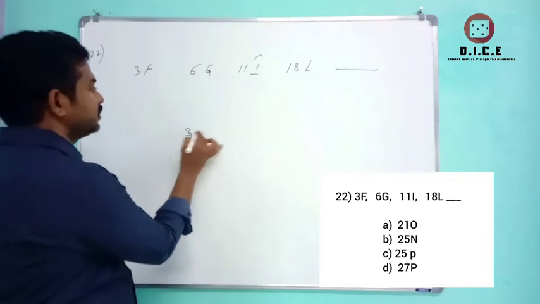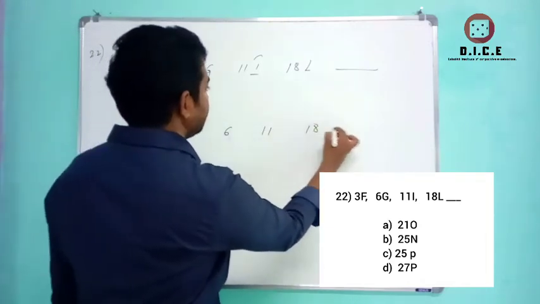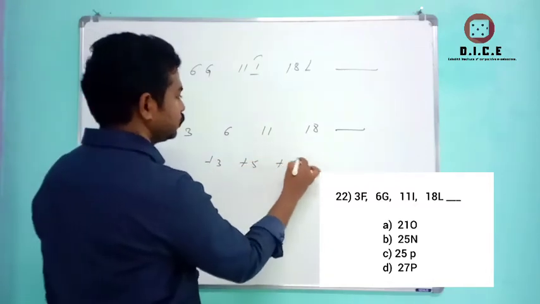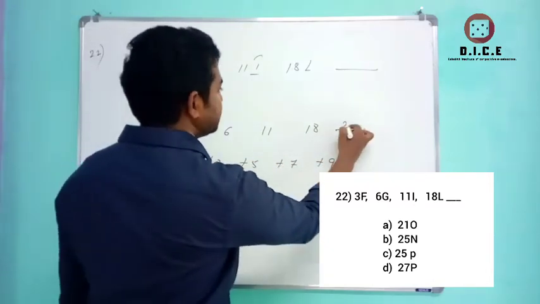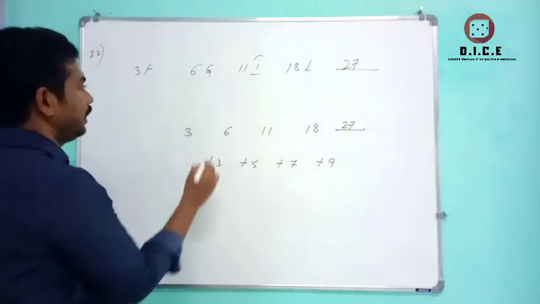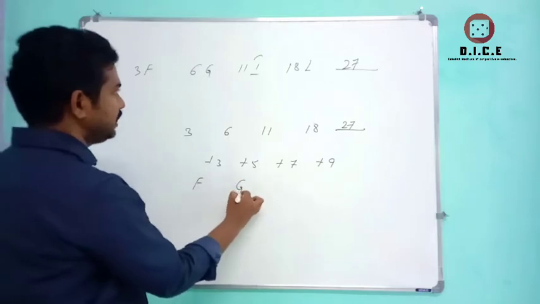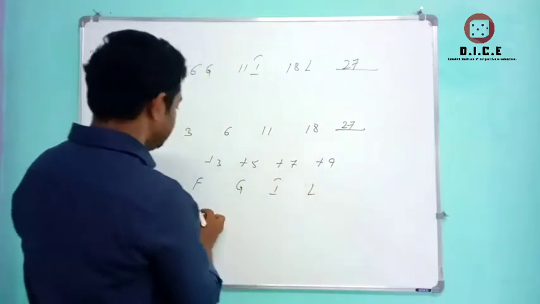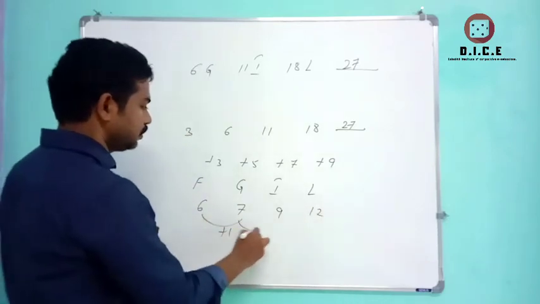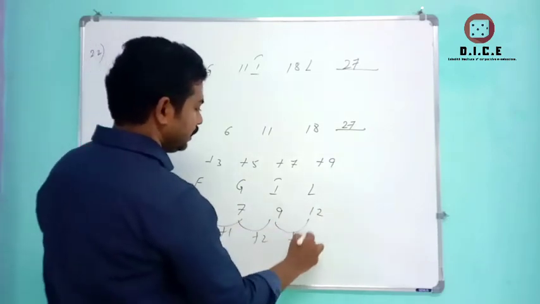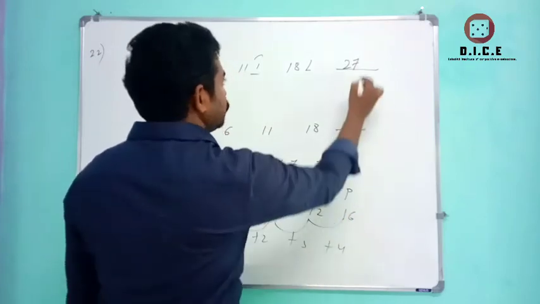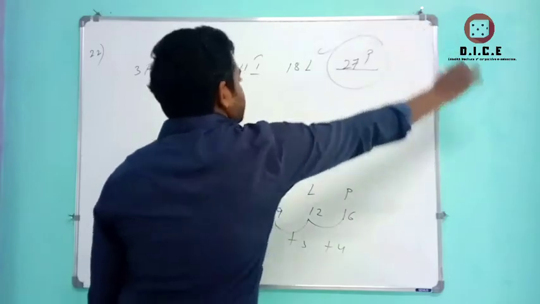If you see the question number 22, it's also a case of mixed series. If you see the numbers first, 3, 6, 11, 18, next what is the number? 3 and 6, that is plus 3, then plus 5 and plus 7. So similarly if you add plus 9, that is nothing but 27 here. So answer must start with the number 27. Now you see the letters, that is F, G, I, L, 6, 7, 9, 12. The difference is plus 1, plus 2, plus 3, next number should be plus 4. Plus 4 is nothing but 16. The character for 16 is nothing but P. So 27P is your answer.